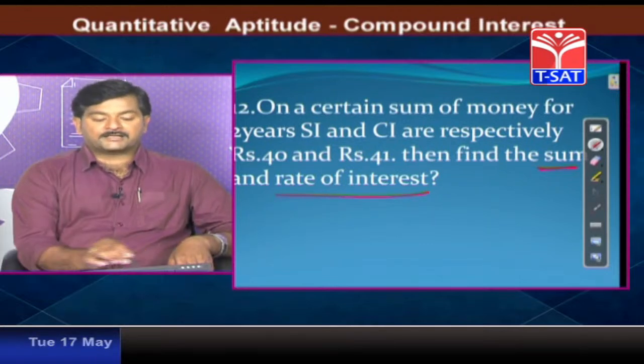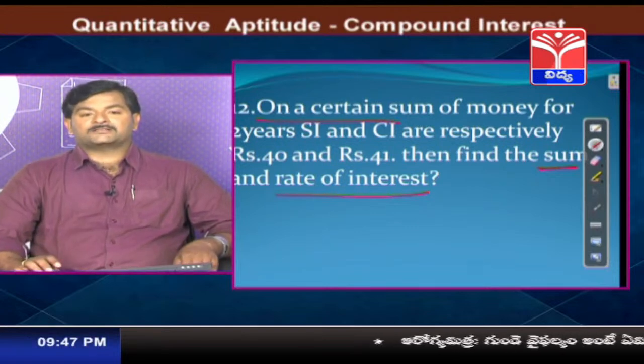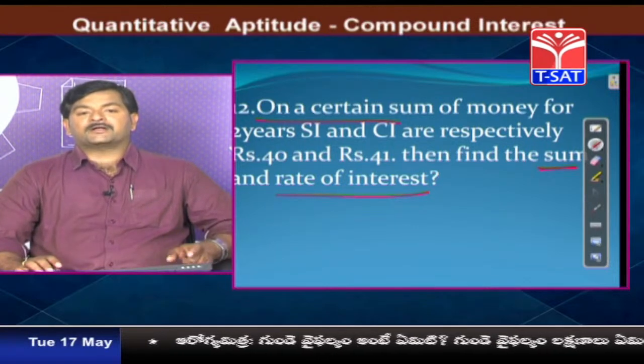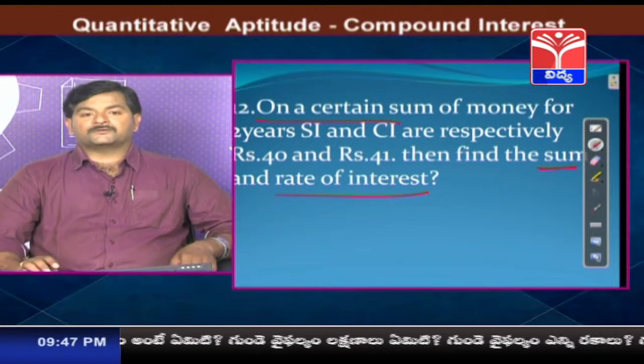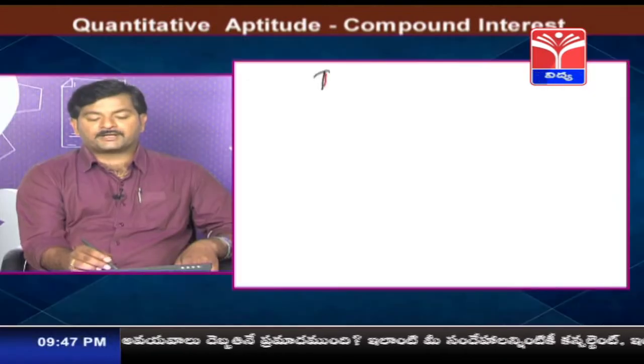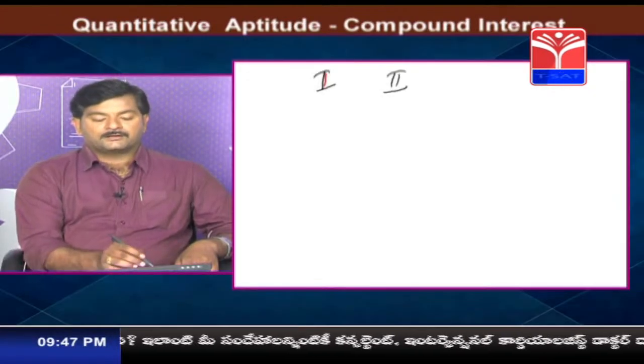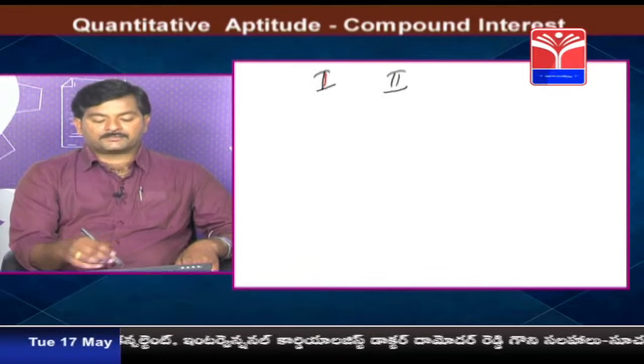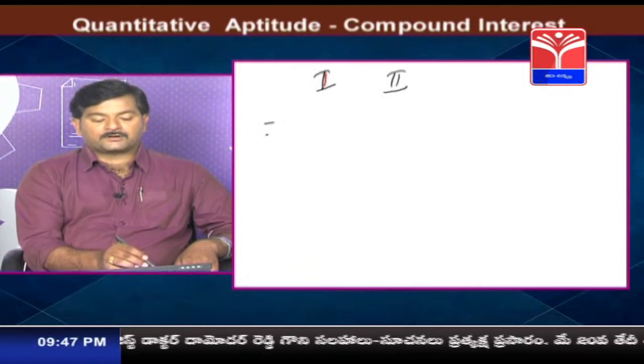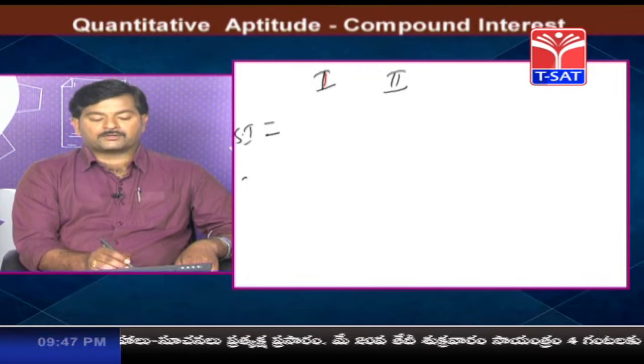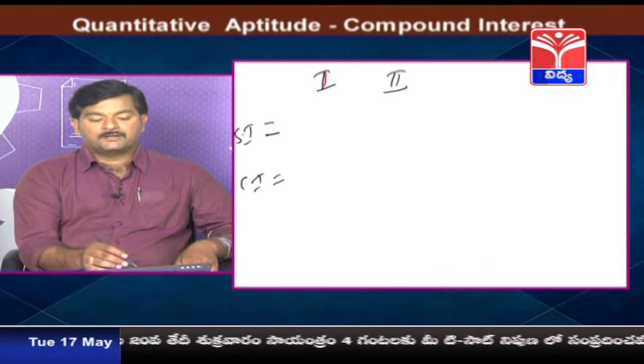On a certain sum of money, simple interest is 40, compound interest is 41. Then we are asked to find the rate of interest and the sum. Now we'll start the solution. Observe what is given. This is a logical question. Since it is a case of 2 years, let's consider the first year and second year. First year we talk about simple interest and second year compound interest.